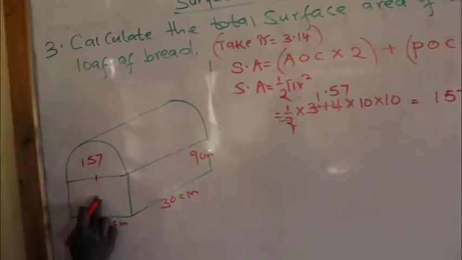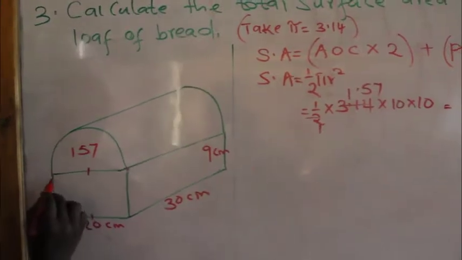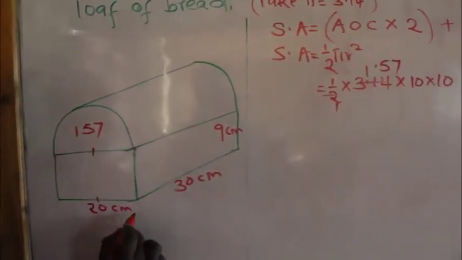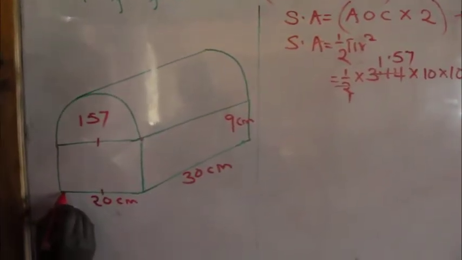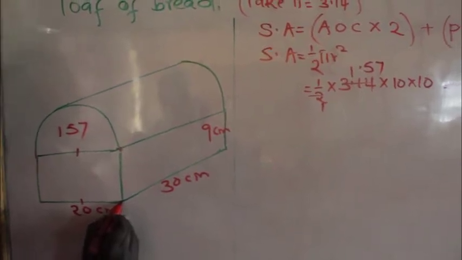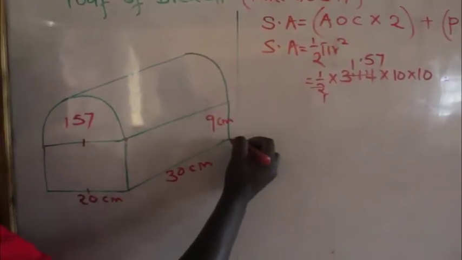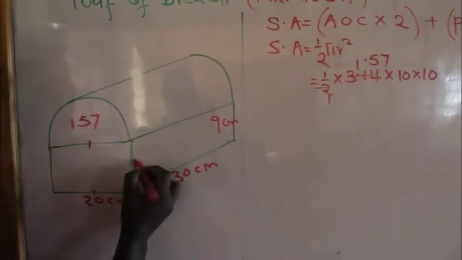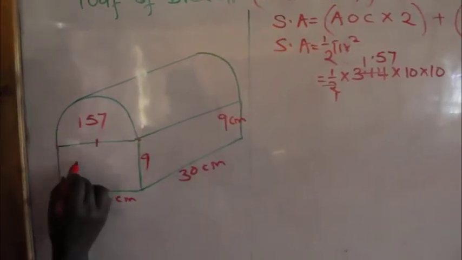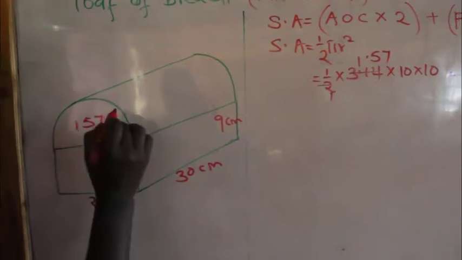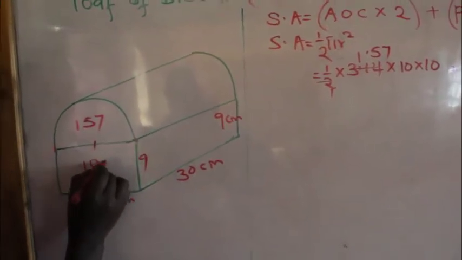Then come and find the area of this rectangle here. The rectangle is length times width. So what is the length of the rectangle? It is 20. What is the width? The width, this side here, is similar to this side here. So the width is 9. Therefore the area of this rectangle will be 20 times 9, which is going to be 180.